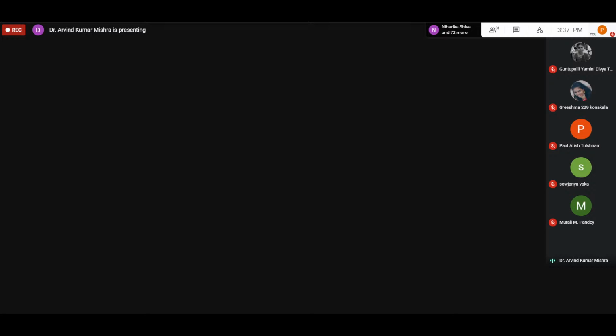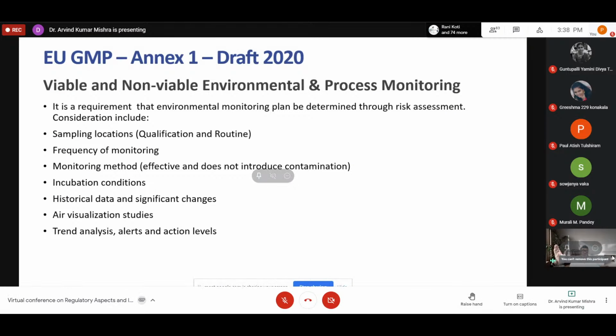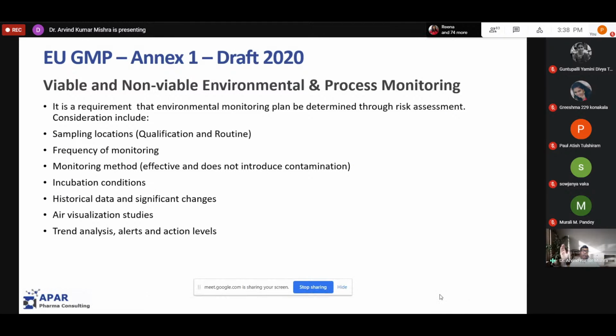Process monitoring. The guideline also emphasizes several things, and one of them is air visualization studies, where the laminarity is demonstrated. Also, when the return air goes, your HEPA filter or air velocity should be such that it gives a laminar airflow, as well as sweeping the air, and the air changes are maintained.